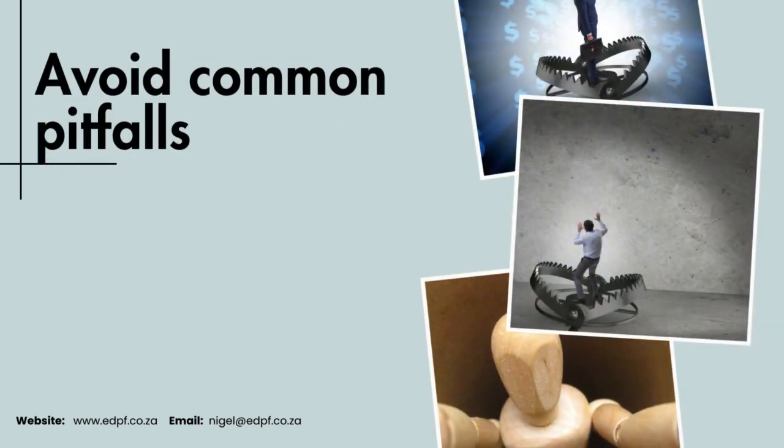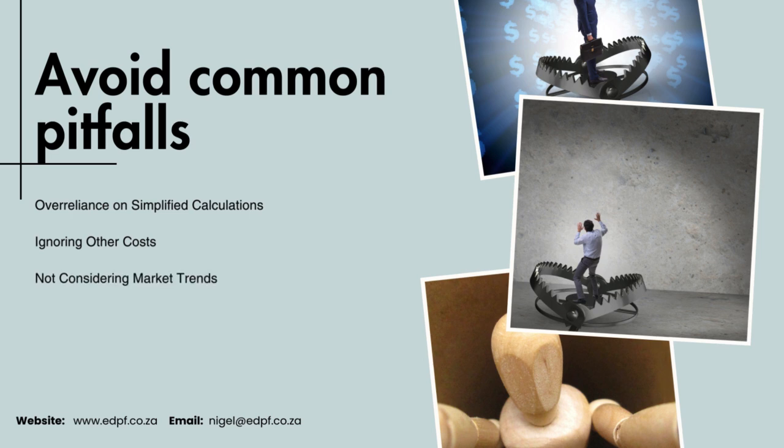When using the back of the cigarette box calculation, avoid these common mistakes. Over-reliance on simplified calculations. Don't base final decisions solely on this method. Ignoring other costs. Make sure to factor in management fees, maintenance and taxes. And then finally, not considering market trends. Stay informed about market conditions and how they affect property values and yields. These precautions will help ensure a more accurate assessment of investment opportunities.